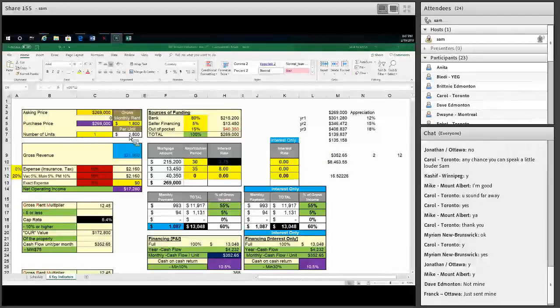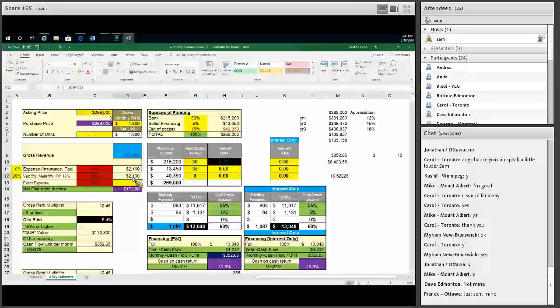You just sent. Okay, good, Frank. All right, so let's look at this property. Purchase price 169. Rents $1,800. Gross revenue is 21,000. Expenses we have 10 and 10 for these. I think we put those in. Okay.